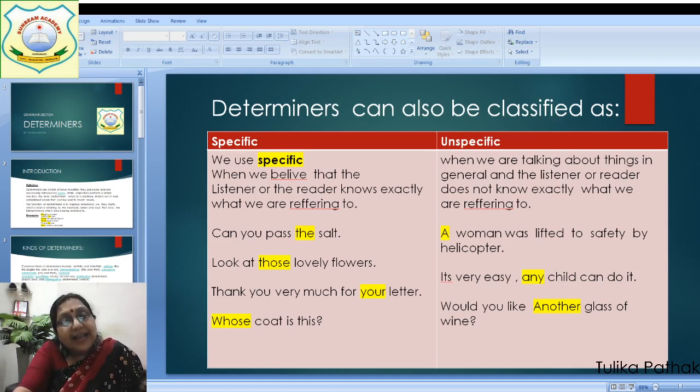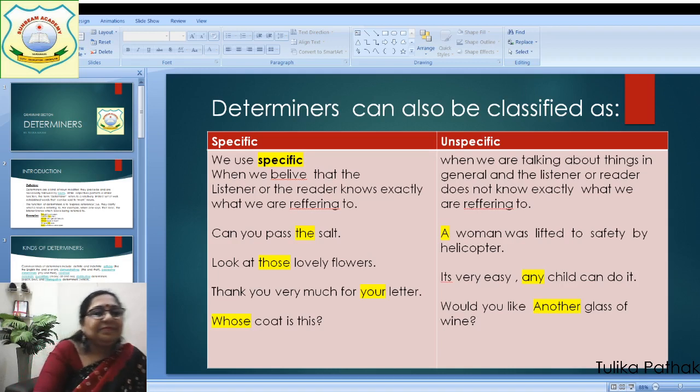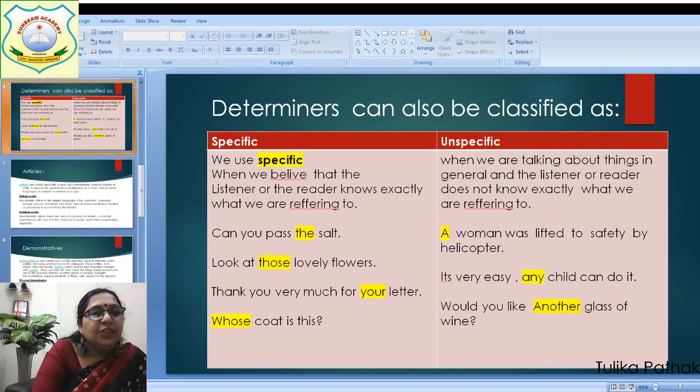Would you like another glass of juice? Would you like another glass of water? You should drink plenty of water, children. Lukewarm water. So, another glass. When I do not specify anything, it is unspecified, isn't it? So my children, I think you are understanding. Are you getting bored?